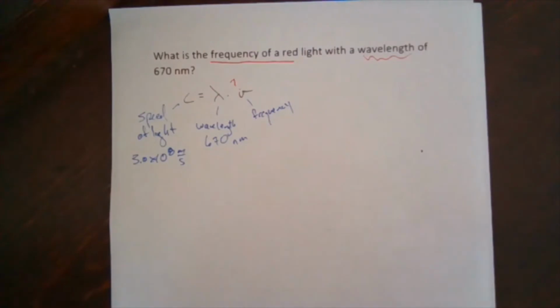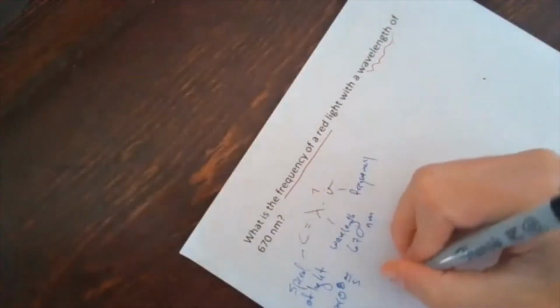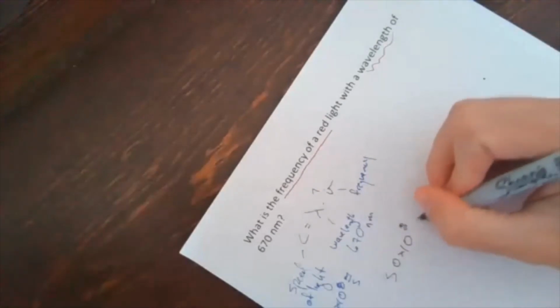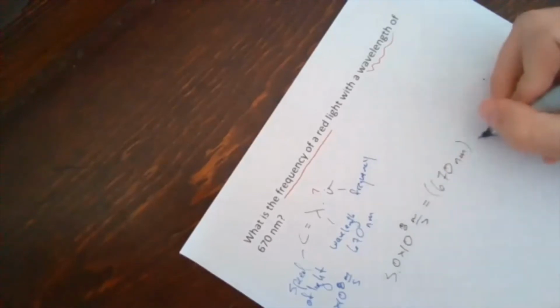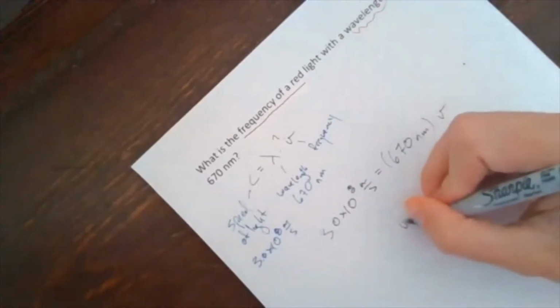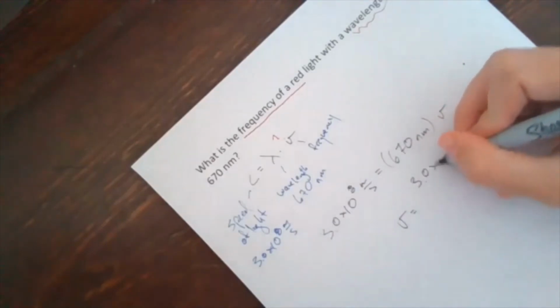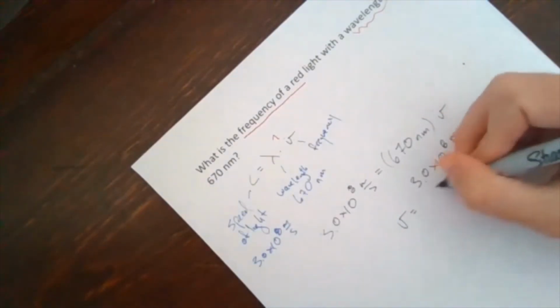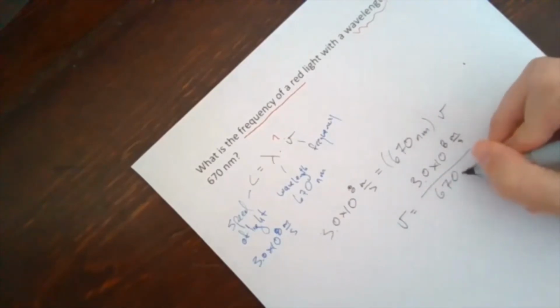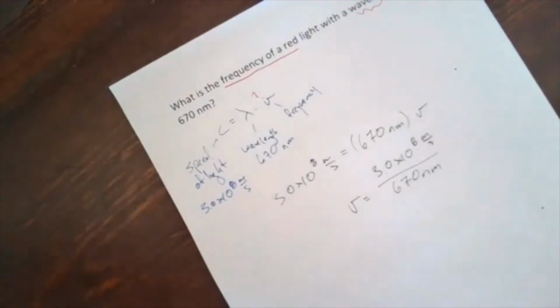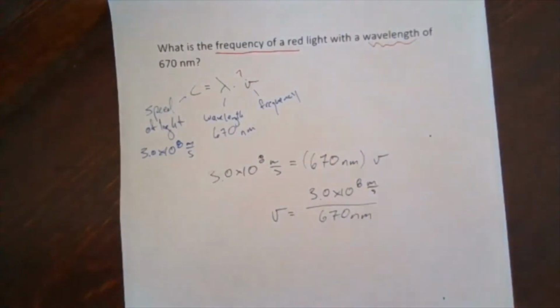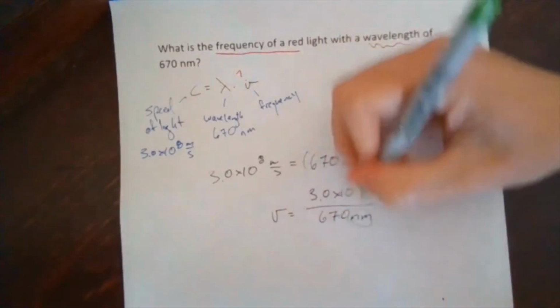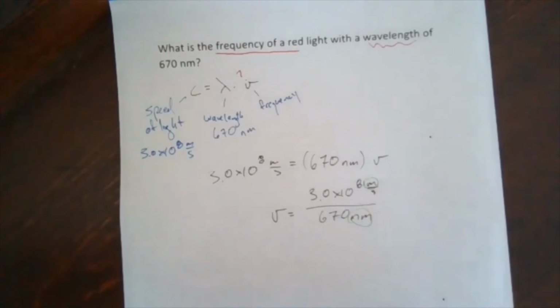So we can go ahead and plug everything in. I have 3.0 times 10 to the 8th meters per second is equal to 670 nanometers times my frequency. So then frequency is equal to 3.0 times 10 to the 8th meters per second divided by 670 nanometers. And if I look at how this is written, I can see I'm going to have an issue. I have nanometers and meters. Those are different distance units and are not going to cancel out.